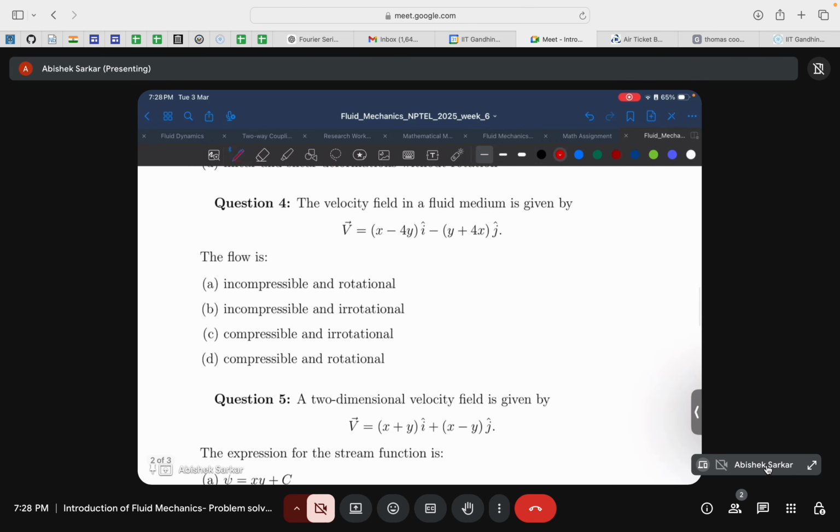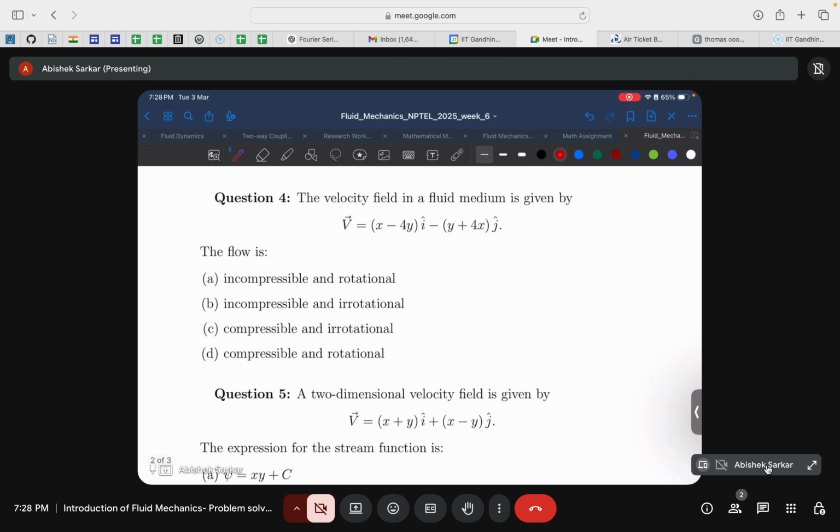That is, the velocity field in a fluid medium is given by (x minus 4y) i cap minus (y plus 4x) j cap. So again, you need to find the same thing, whether the flow is rotational or irrotational. Since the pattern is quite similar, I can just solve it now and maybe you can compare it later. I will just show it here, it will be better.